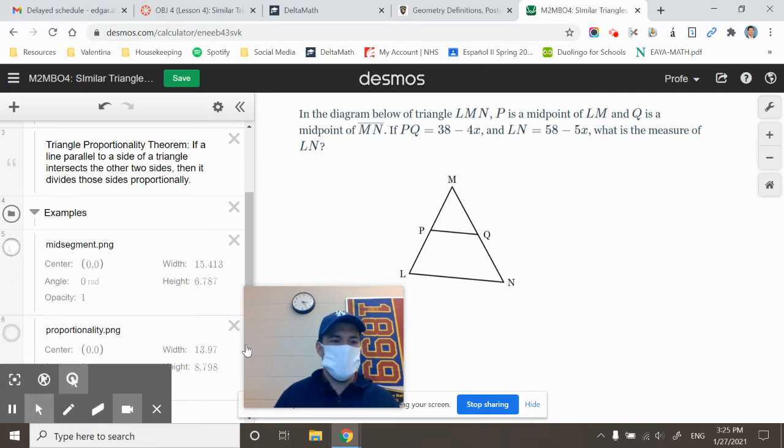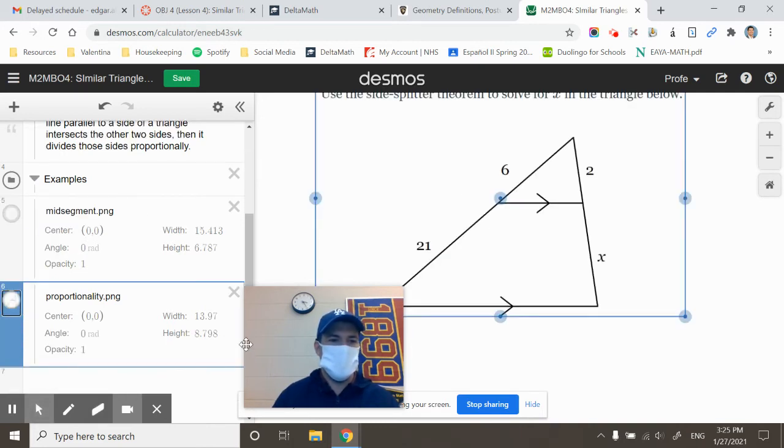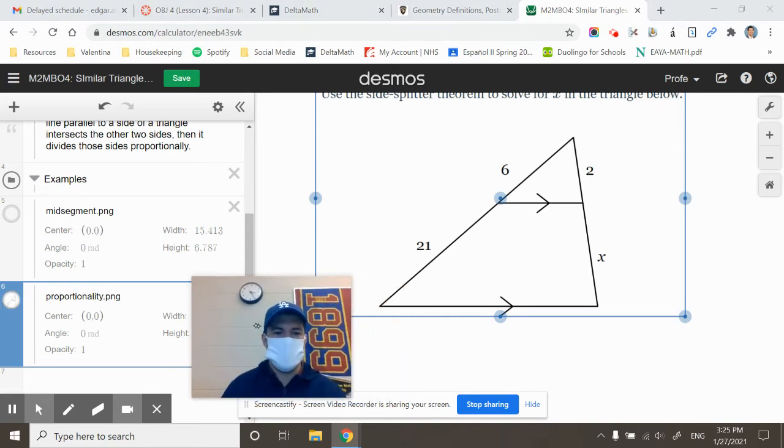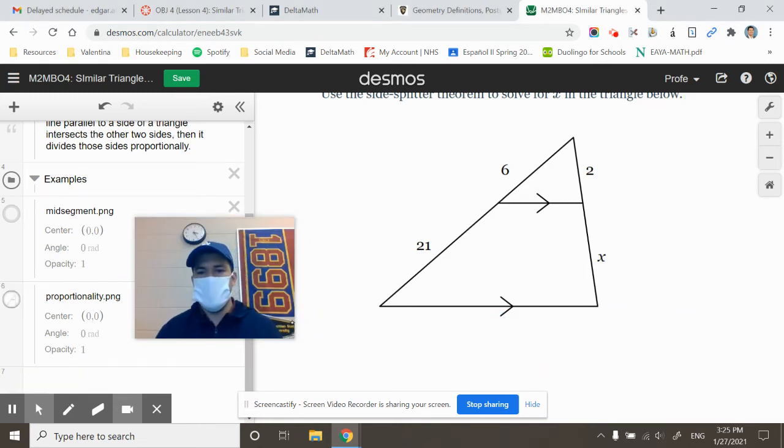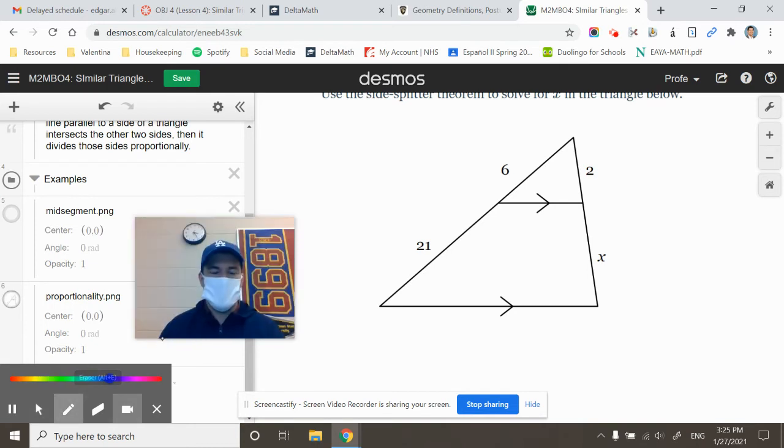So let's look at an example of the triangle proportionality theorem. Delta Math calls it the side splitter theorem, but to use correct vocabulary, let's call it proportionality. Again, if I think of similar triangles, this becomes a piece of cake. I can think of it in several ways. One way is we can make a proportion.